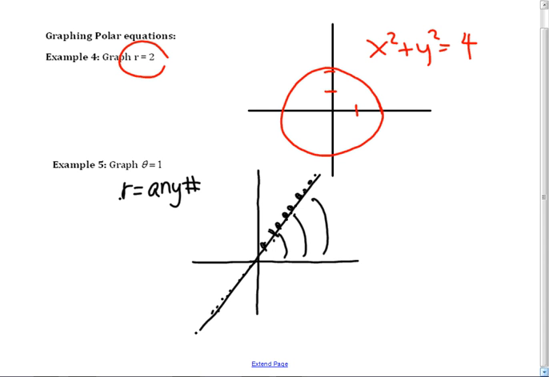Yes, you'd actually have pi's in there. And then this little curved line, those are just my angles. That's all.